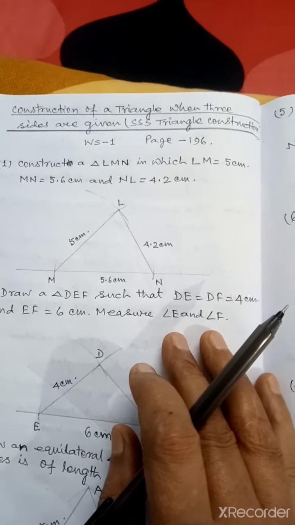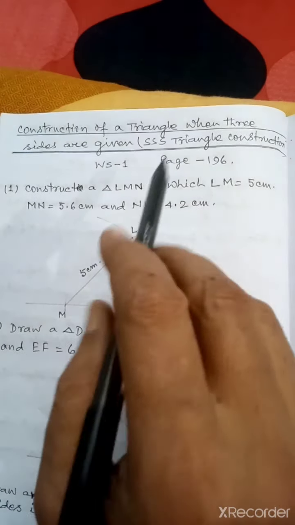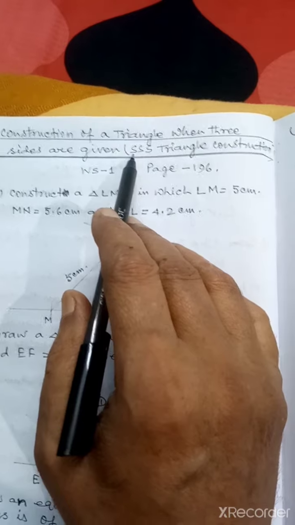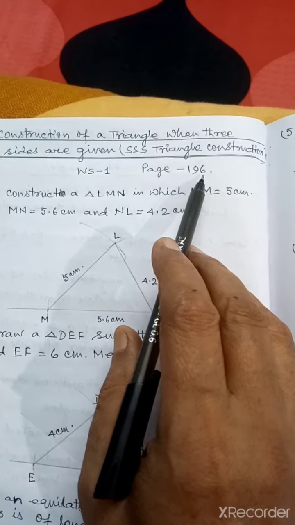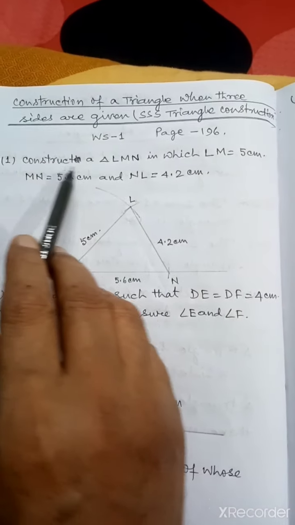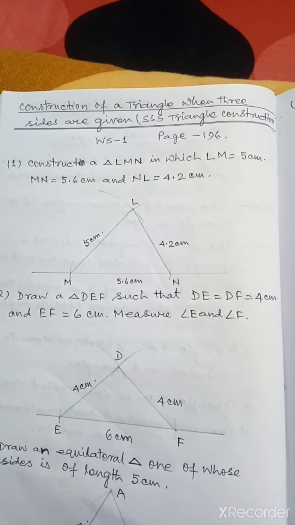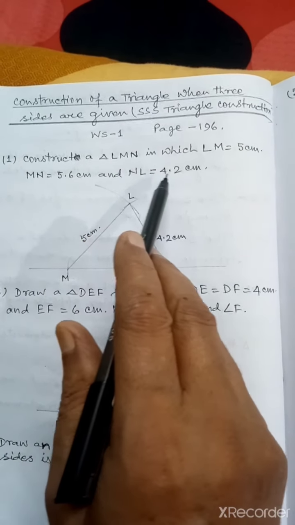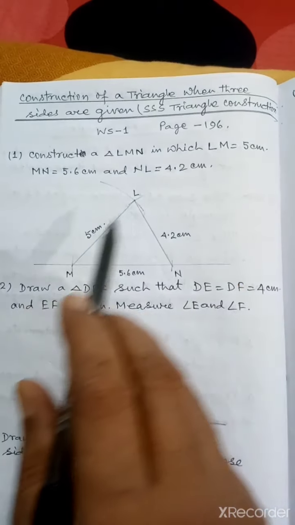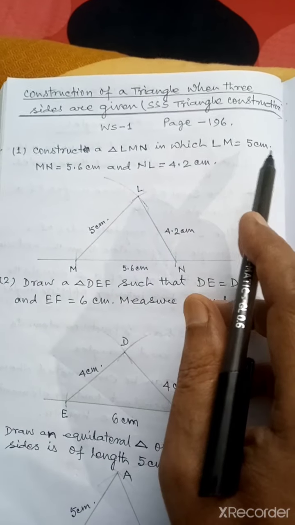Now, construction of a triangle when three sides are given, that is SSS triangle construction. SSS means you are given the measurement of three sides of a triangle. Worksheet 1, page 196. Construct a triangle LMN in which LM equal to 5 centimeter, MN equal to 5.6 centimeter and NL equal to 4.2 centimeter. First of all, you can draw the rough sketch of the triangle.